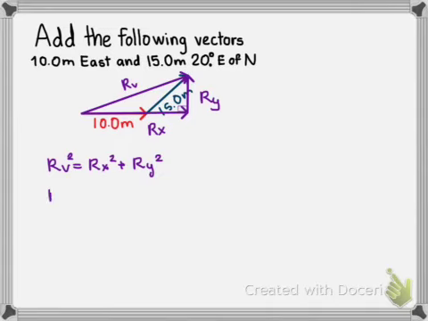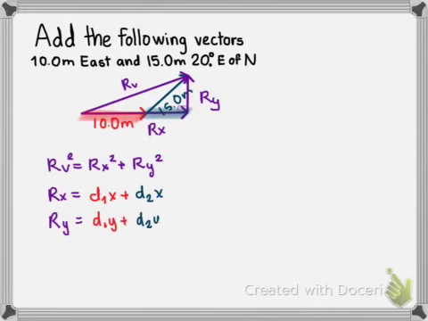To find Rx, we need to find d1x, which in this case is 10.0, and we need to find d2x, which is this part. Since we don't know it, we're going to calculate it in the next step. But before that, let's see how we calculate Ry, and Ry is d1y, which in this case, since d1y only travels east, there's no north or south contribution, that's going to be 0, and then we're going to add d2y, which is this part.